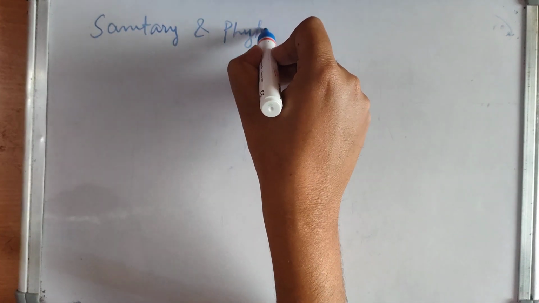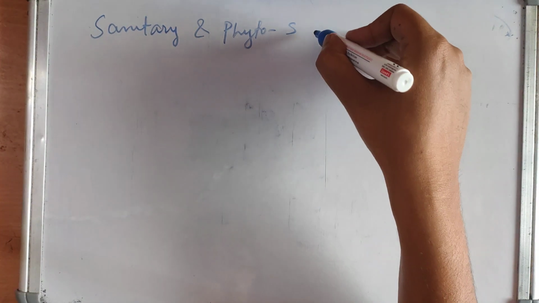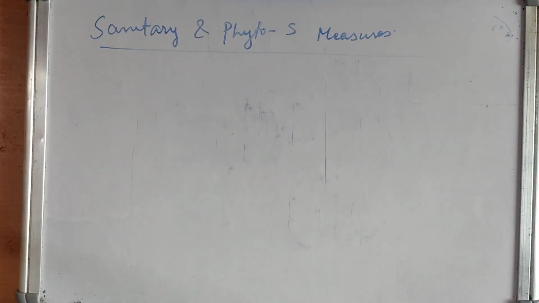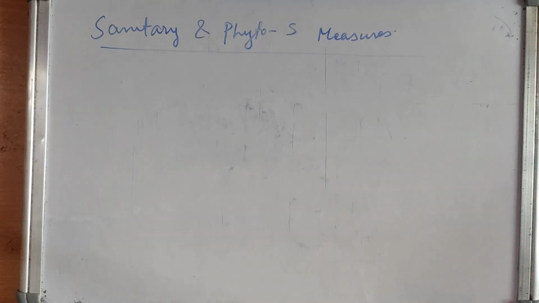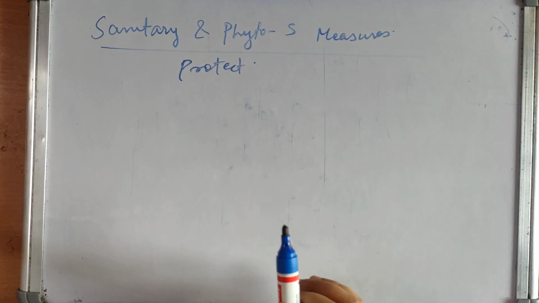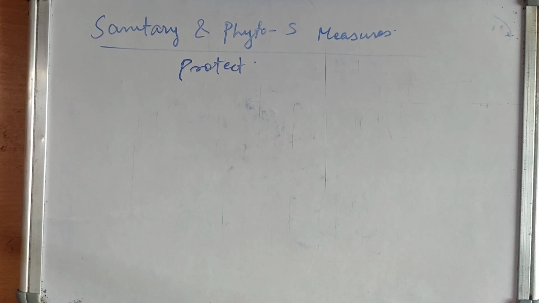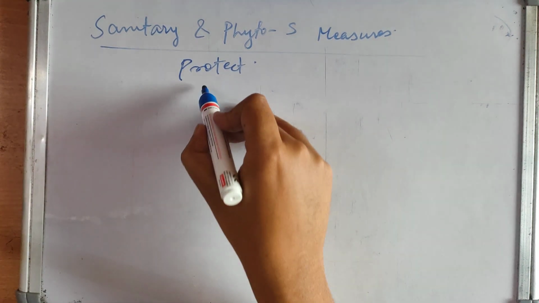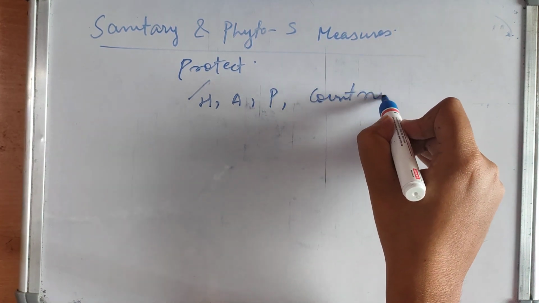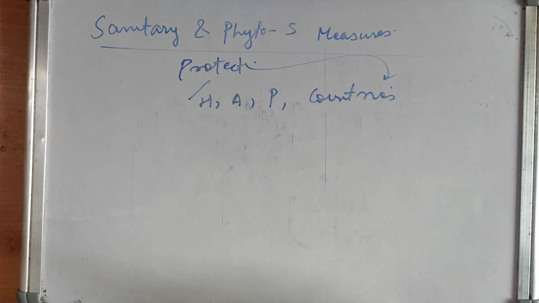Sanitary and phytosanitary measures. We adopt these sanitary and phytosanitary measures to protect humans, animals, plants, and even countries, because due to export and import some exotic plant can destroy the natural biodiversity of a country.